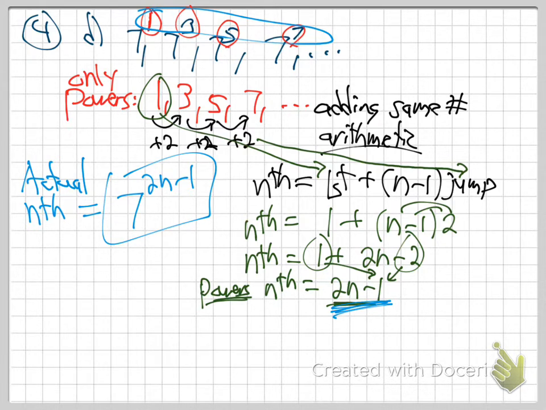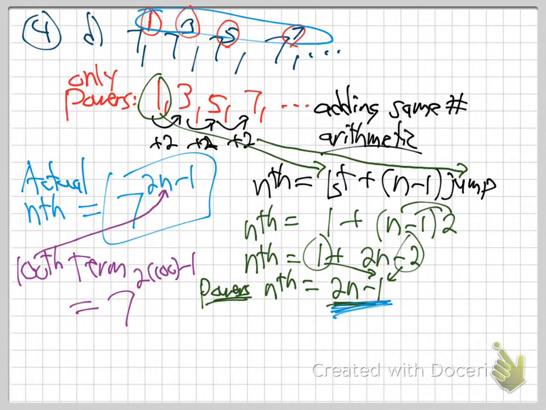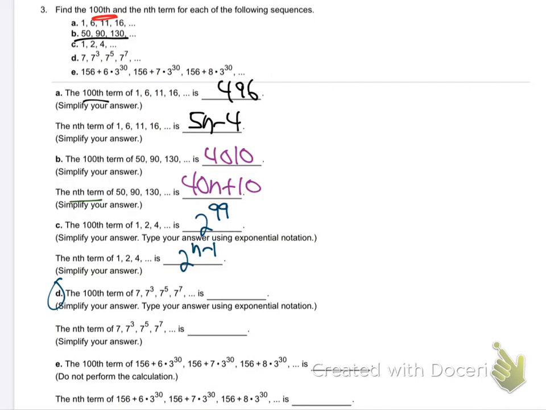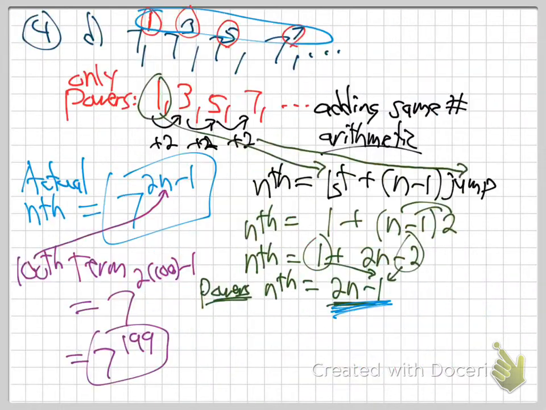And then we can find the 100th term. Just plug in 100 right there. That'll be 7 to the 199. So 7 to the 199 and 7 to the 2n minus 1.